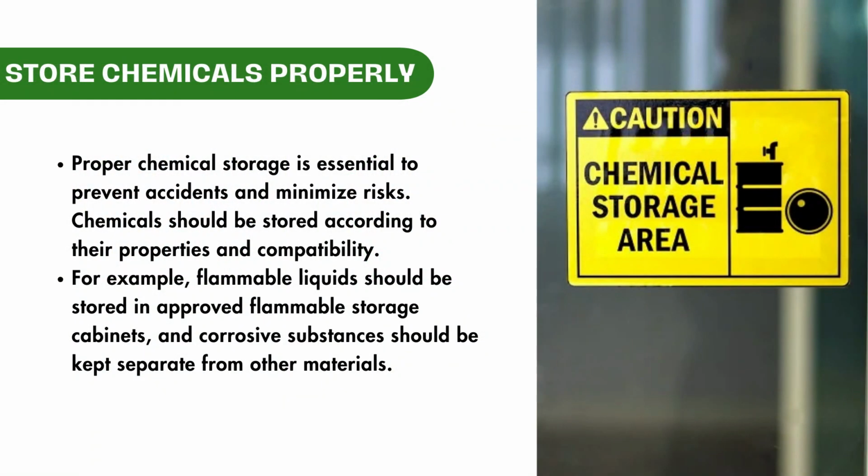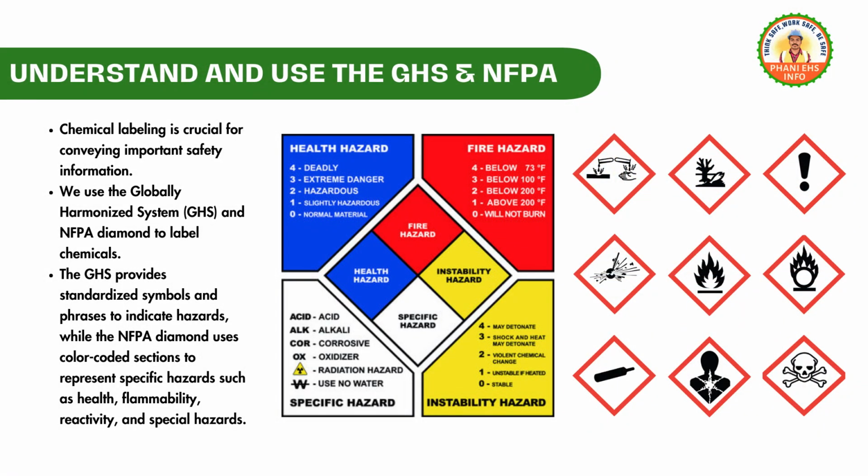Store chemicals properly. Proper chemical storage is essential to prevent accidents and minimize risks. Chemicals should be stored according to their properties and compatibility. For example, flammable liquids should be stored in approved flammable storage cabinets, and corrosive substances should be kept separate from other materials.